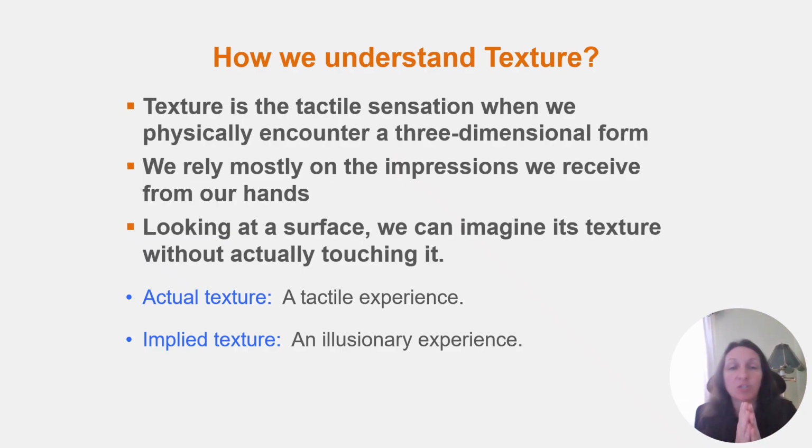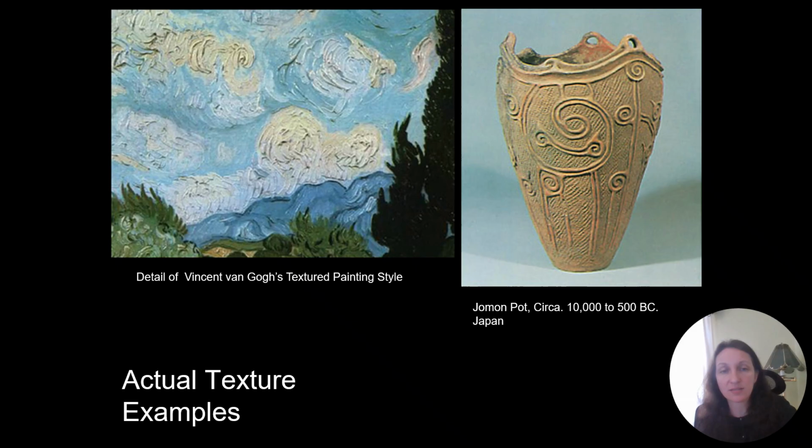All right, texture. How we understand texture. Texture is twofold. It is actual texture, which is how something actually feels when you touch it, and then implied texture, which is the illusion of texture. Now, this is important for the art world because oftentimes when it comes to two-dimensional artworks, paintings and whatnot, there is no real texture, but there's the implication of it. Let's look at this in practice.